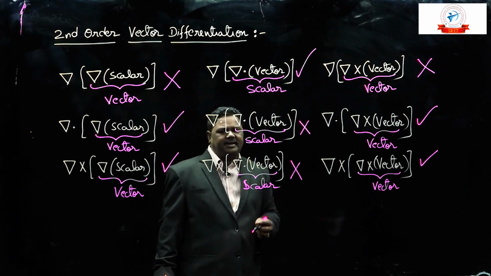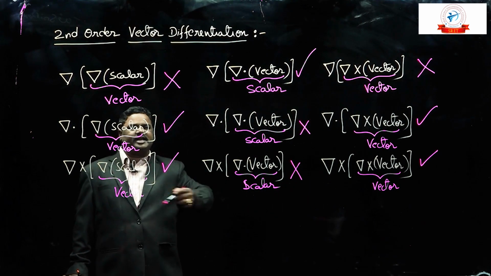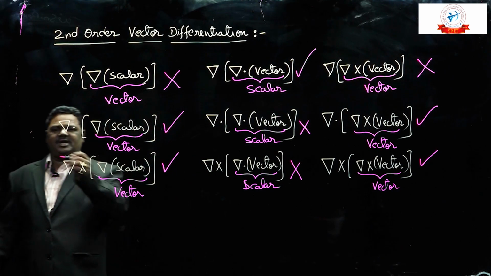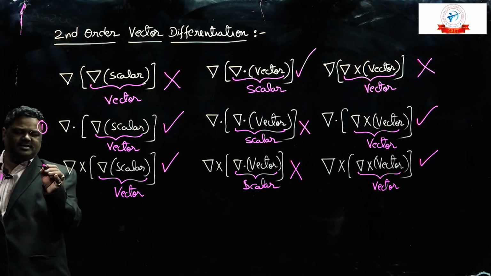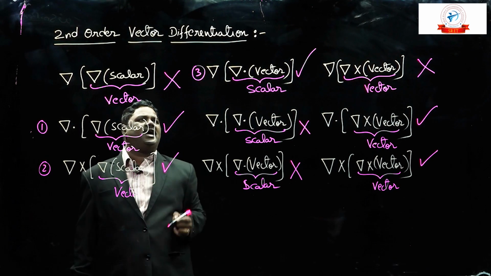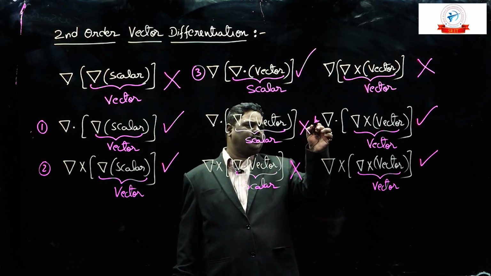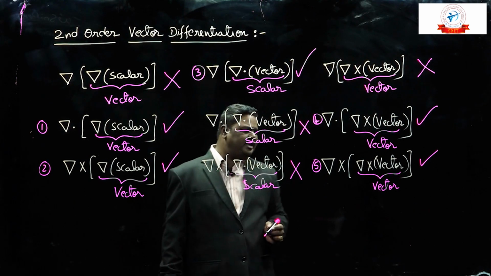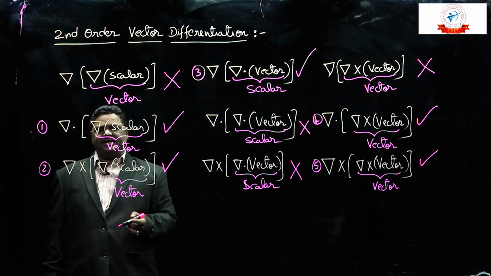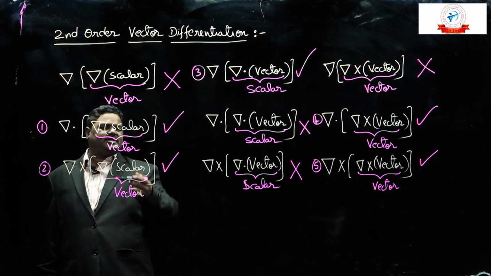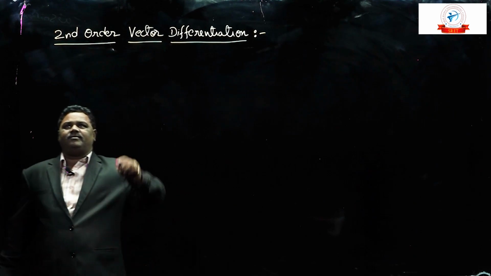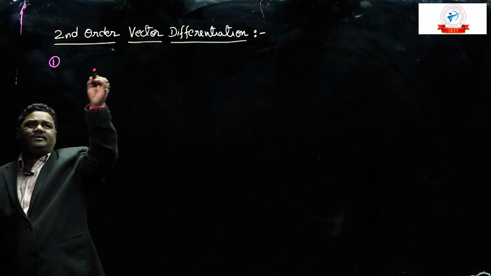Now just see here, from these 9 combinations of second order differentiations, only 5 are valid. Here I give numbering: first valid second order differentiation, second valid, this is the third valid, here is the fourth one and also the fifth one. So only these are the 5 valid second order differentiations. Now let us deeply examine these 5 valid second order differentiations one by one.